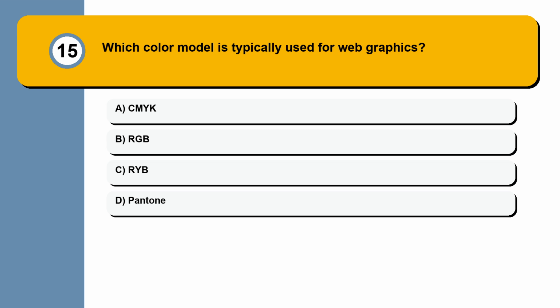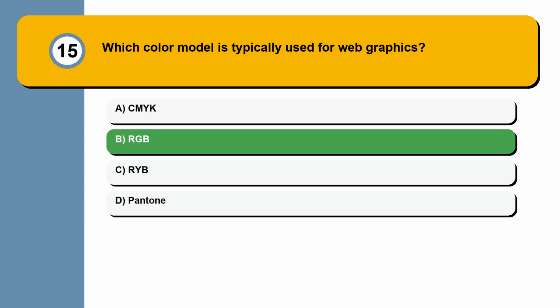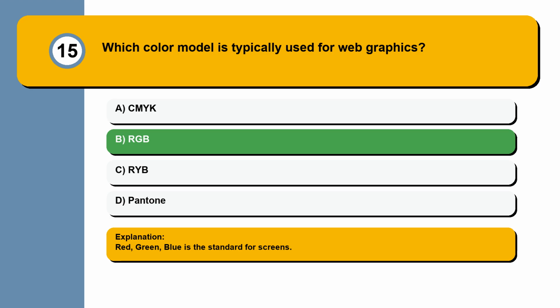Question 15. Which color model is typically used for web graphics? CMYK, RGB, RYB, Pantone. Red, green, blue is the standard for screens.